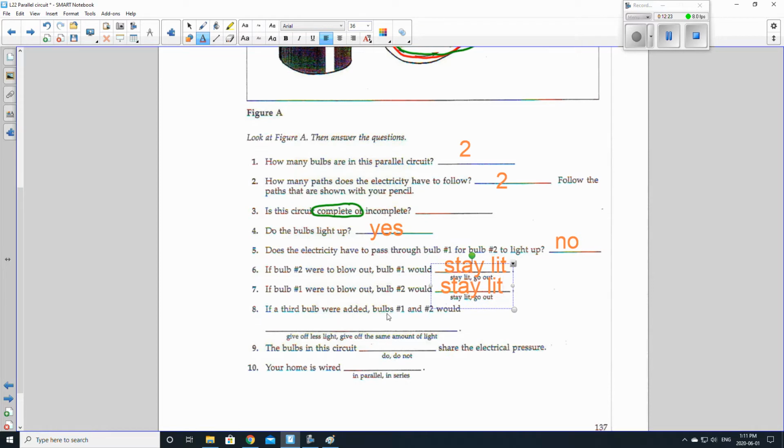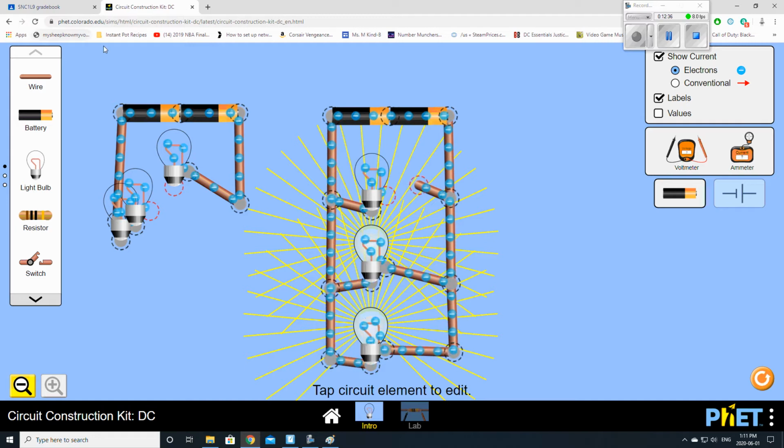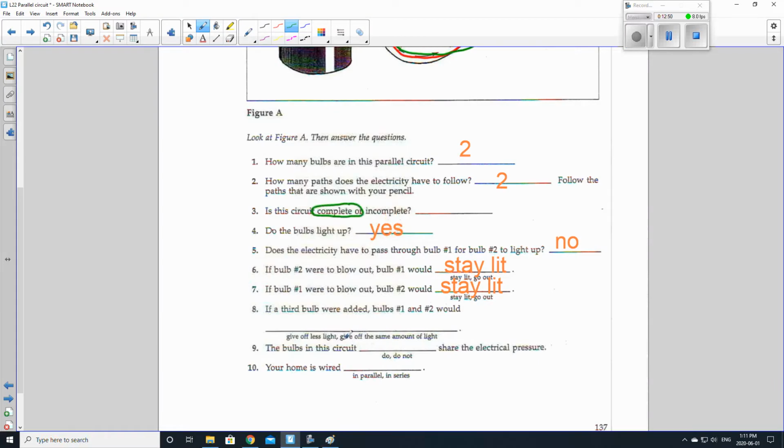If a third bulb were added, would bulb number 1 and bulb number 2 give off less light or give off the same amount of light? What do you think? We saw this in the simulation. They actually gave off the same amount of light. It doesn't matter if there were 2 bulbs or 3 bulbs, the brightness of each of these remained the same, same as the original. So I'm going to underline or circle give off the same amount of light.